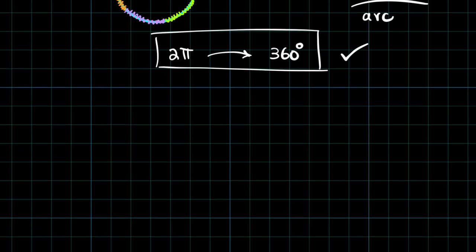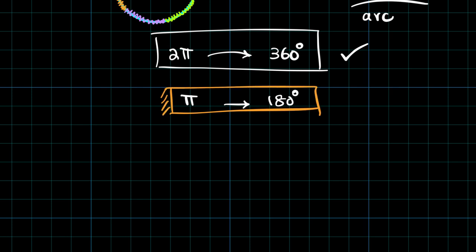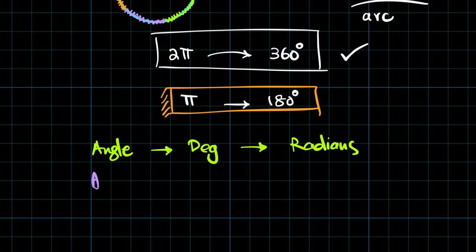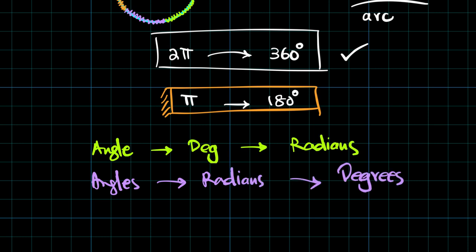So 2 pi is 360 degrees. Therefore, pi is 180 degrees, and I would prefer to use this format for any conversion. Whether the conversion is from angles in degrees and I have to convert it into radians, or the angles are given in radians and I have to convert it into degrees, I don't need to remember any formula.